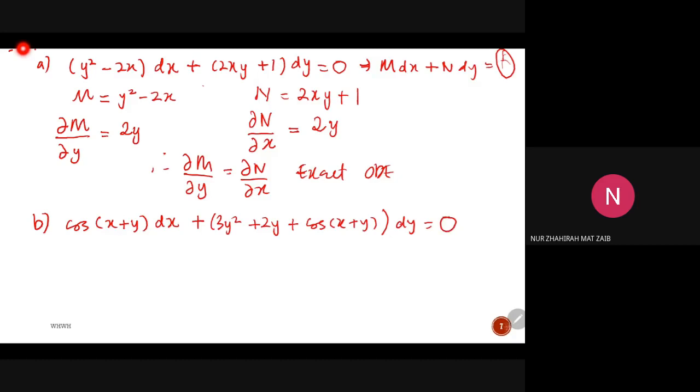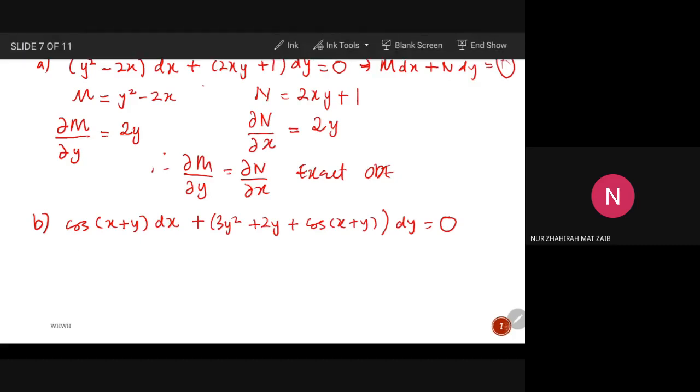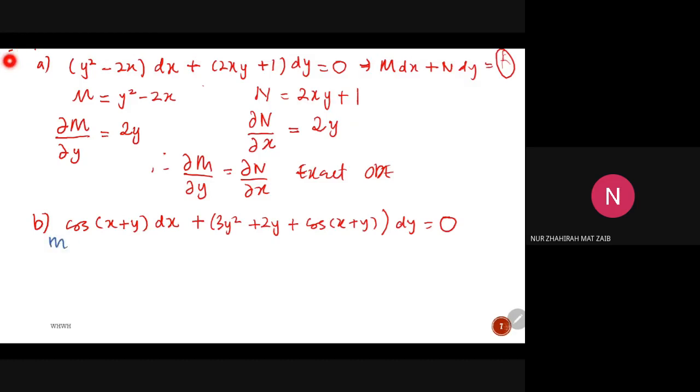Okay, so for this case, again, quickly, M kita, saya guna pen lain lah. Okay, so M sama dengan apa? Cos x plus y. And what our N now, class? N will be 3y square plus 2y. Okay, sekarang ni saya rasa semua orang boleh buat sendiri dah. Try buat sendiri. Lepas ni compare jawapan dengan saya.